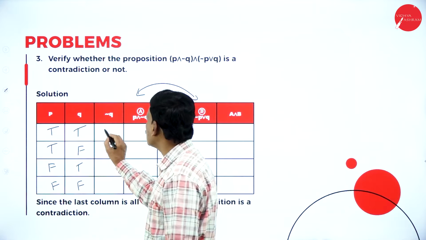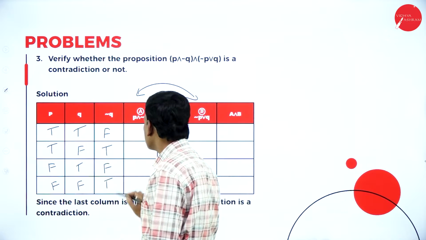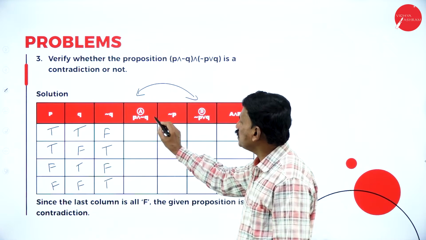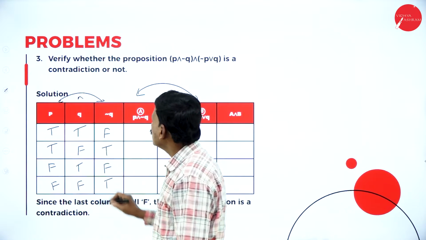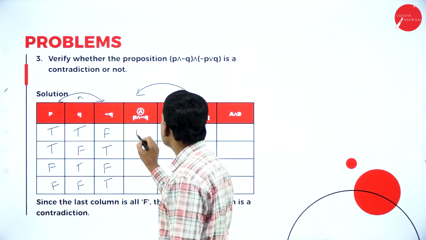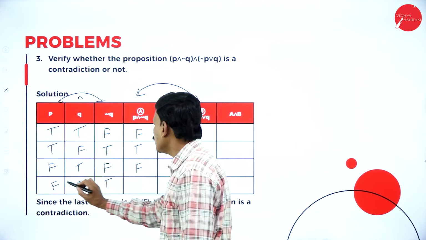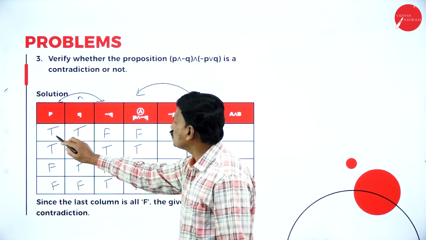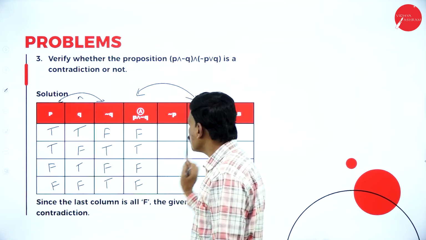Negation of Q means negation of true is false, false is true, true is false, and false is true. Then the conjunction for P and negation Q. The conjunction is true and true is true, in all other cases it is false. So, true and false is false, true and true is true, false and false is false, false and true is also false.